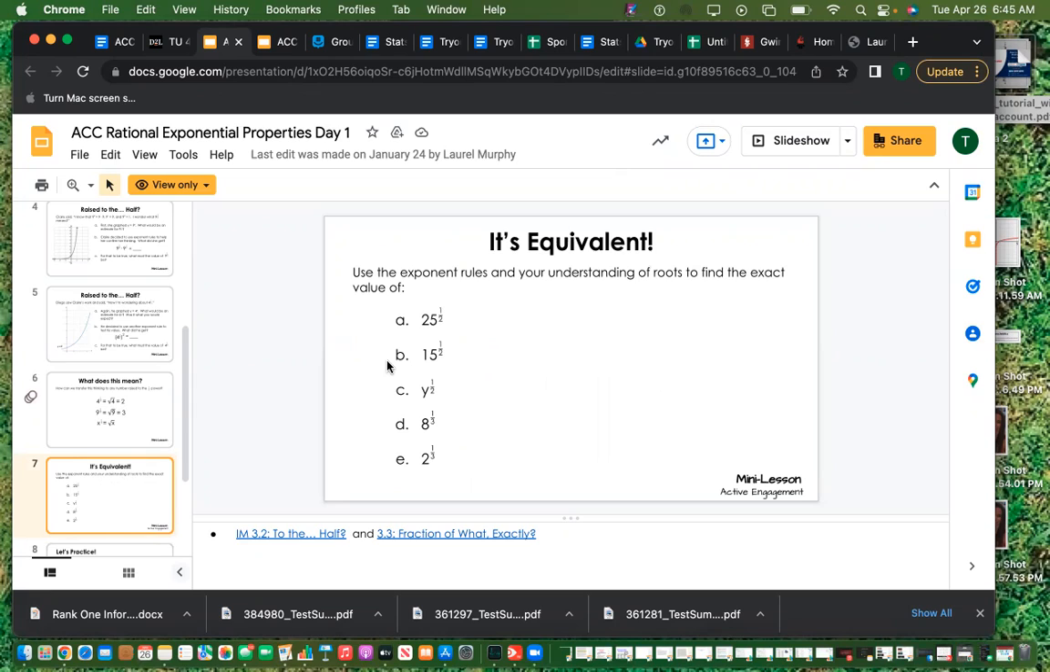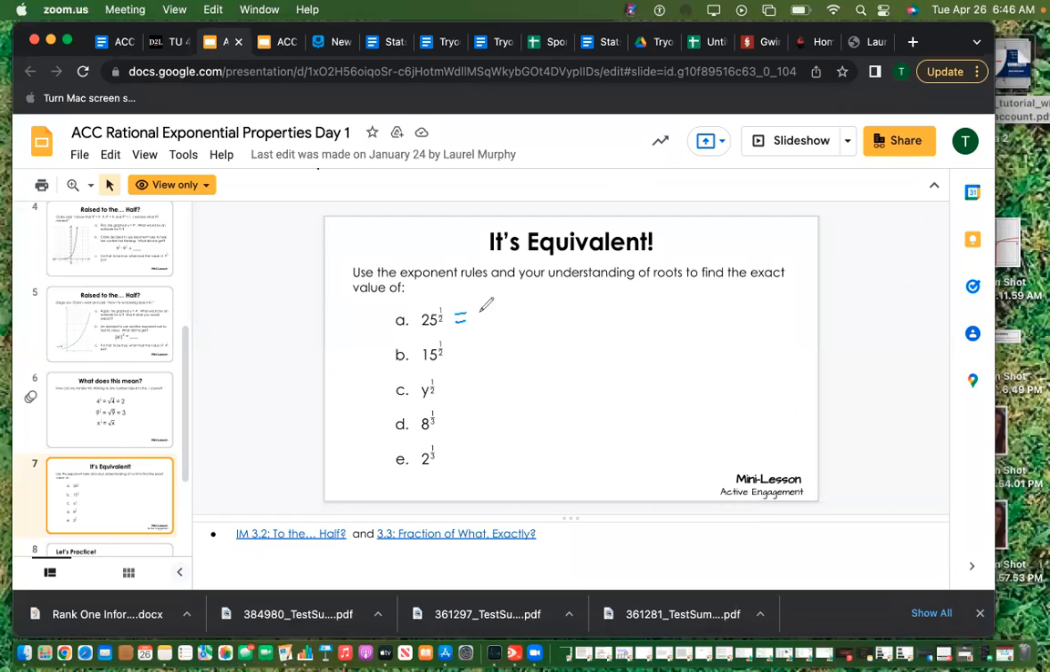Okay, so take a couple minutes and work these out. You can use a calculator if you need to. Some of these won't simplify into perfect numbers. Some of them will be decimals, so you want to leave them in radical form. So I would pause and try these on your own, and then I'm going to talk about them.